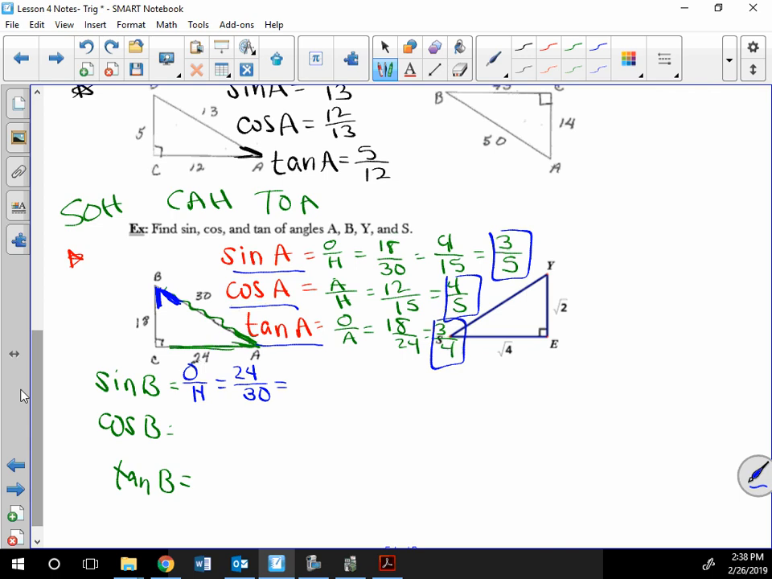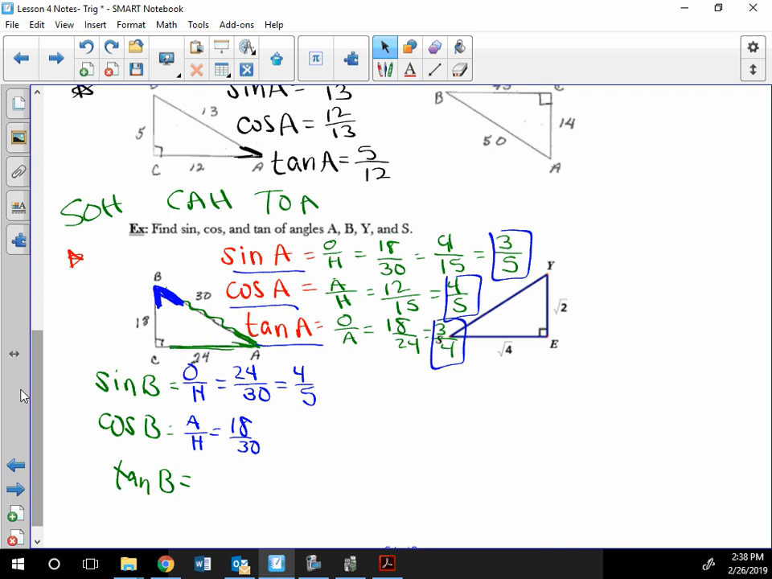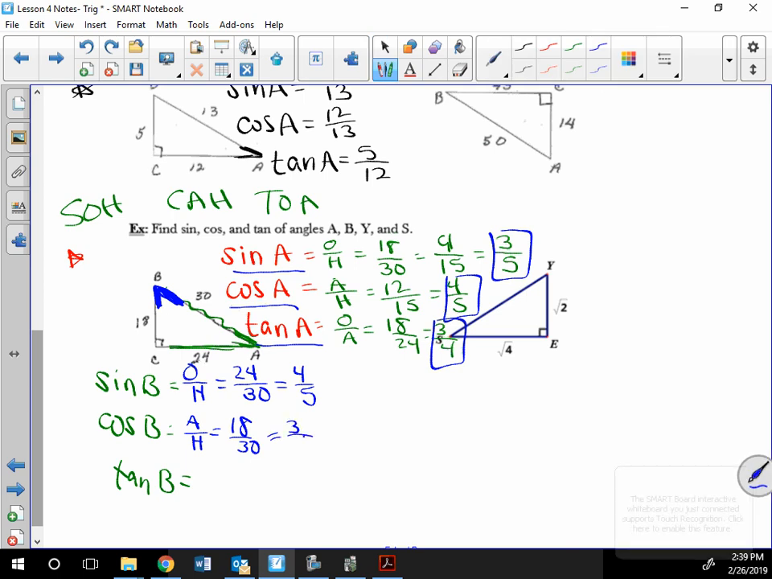4/5. All the way down? 4 over 5. Okay. Cosine. So cosine is again, so CAH, adjacent over hypotenuse. So here's angle B. What's my adjacent? 18. Hypotenuse is 30. What does that simplify all the way down to? 3/5. Alright, do we agree with 4/5 and 3/5?